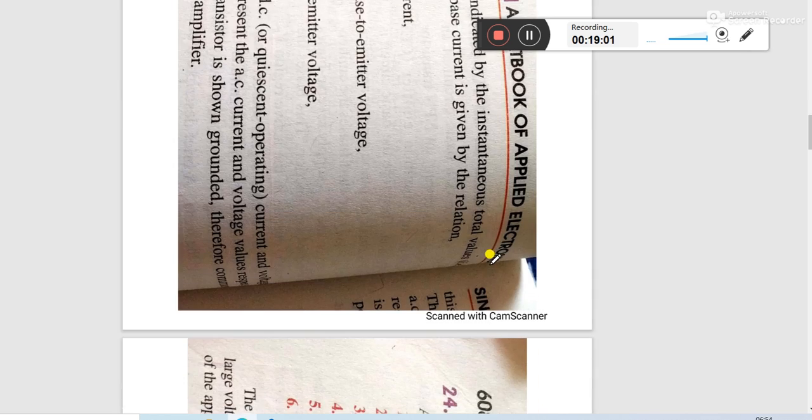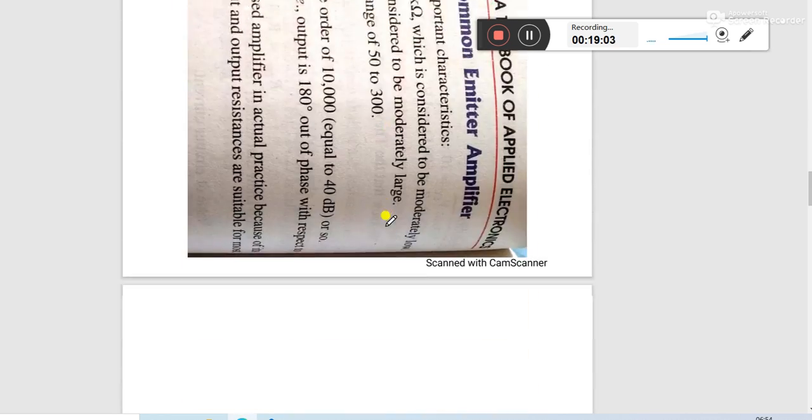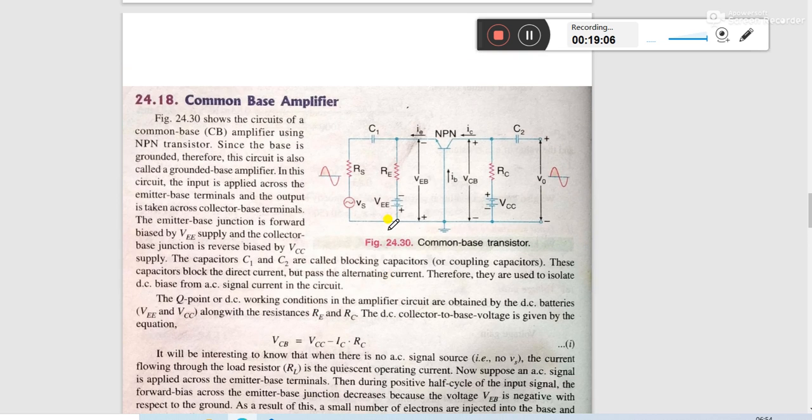Now let's talk about the common base amplifier. We will see it in the next video.